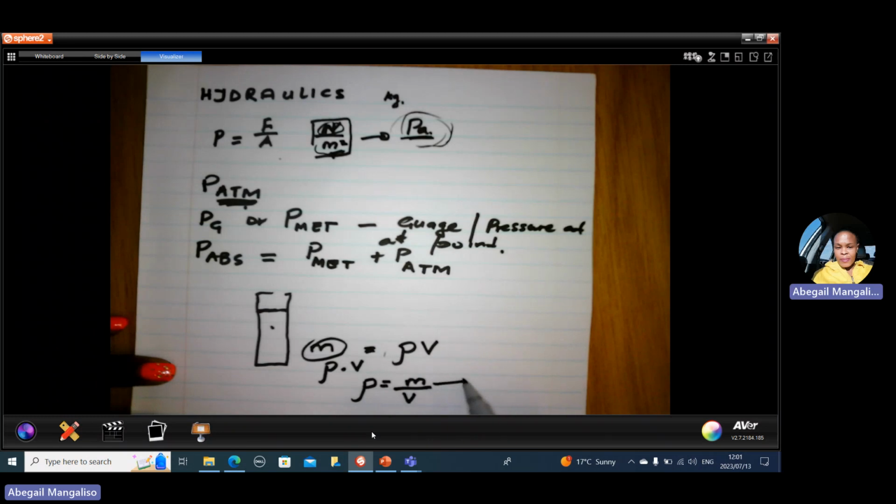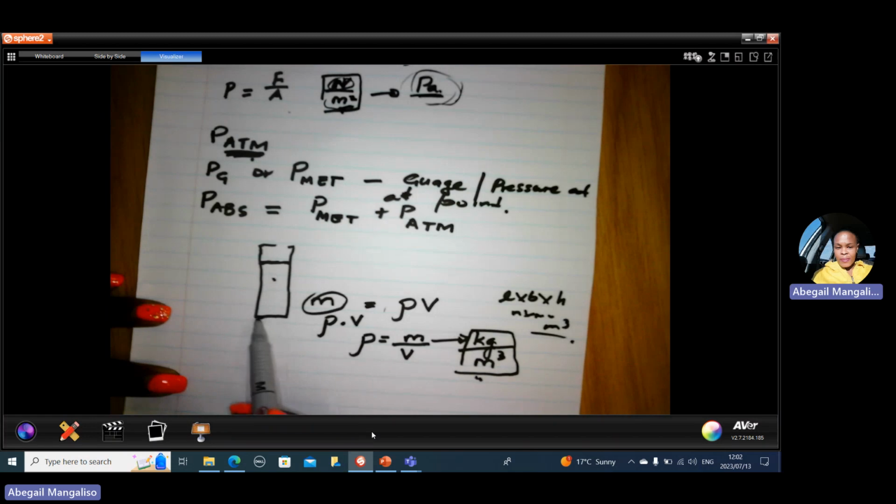The mass of a liquid is measured in kilograms, and the volume is measured in cubic meters, because volume is length times base times height, so this will be m times m times m, which is a cubic meter. So the SI unit of density is kilogram per cubic meter.